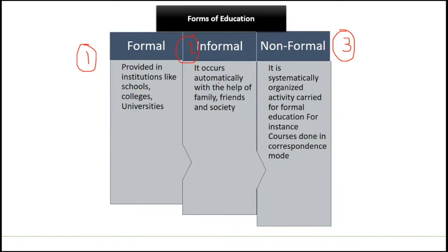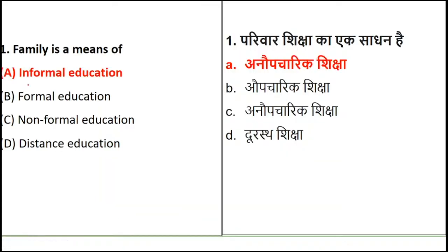When it is informal, it occurs automatically with the help of family, friends, and society. Our question was about family. The question was clearly talking about family. So family comes under informal education. All those who have given the answers are right, but I hope you know the concept also very well.